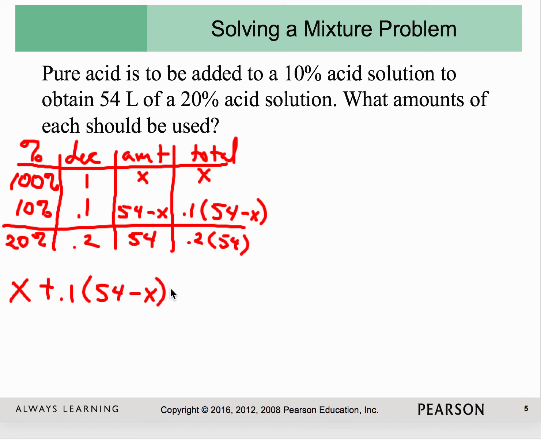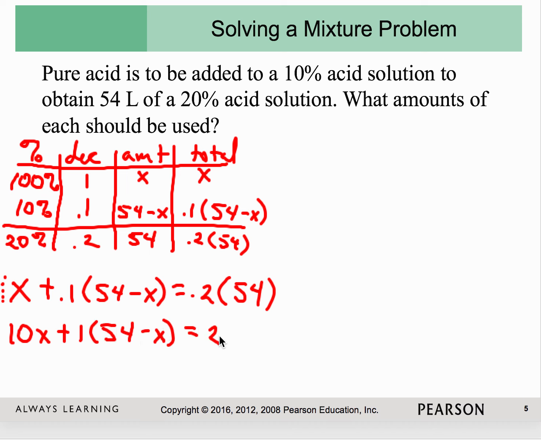54 minus x equals 0.2 times 54. Once again, I don't want those decimals in there, so I'm going to move everyone over 1. Don't forget to do everyone. Now I've got a 1 right here. So if I move that decimal over one place, that's going to make that a 10. Not inside parentheses, remember, not inside parentheses. It'll go there automatically. So move that decimal over one spot. All right, get rid of parentheses.